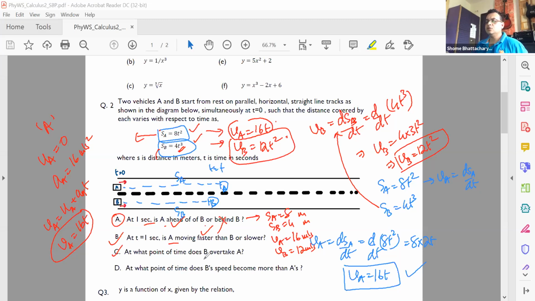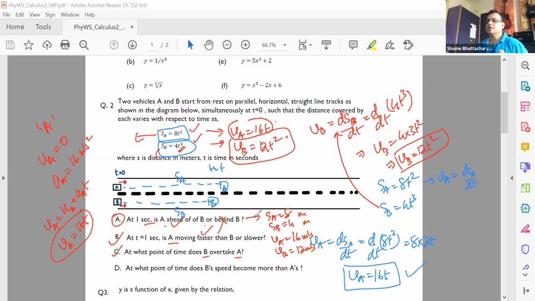C, now see, you have to understand why the question is making sense. First of all, it is asking at what point of time B overtakes A. A and B started from the same point. So if B is overtaking A, it only makes sense if A initially goes ahead and then B catches up and overtakes. Got it? Yes sir.